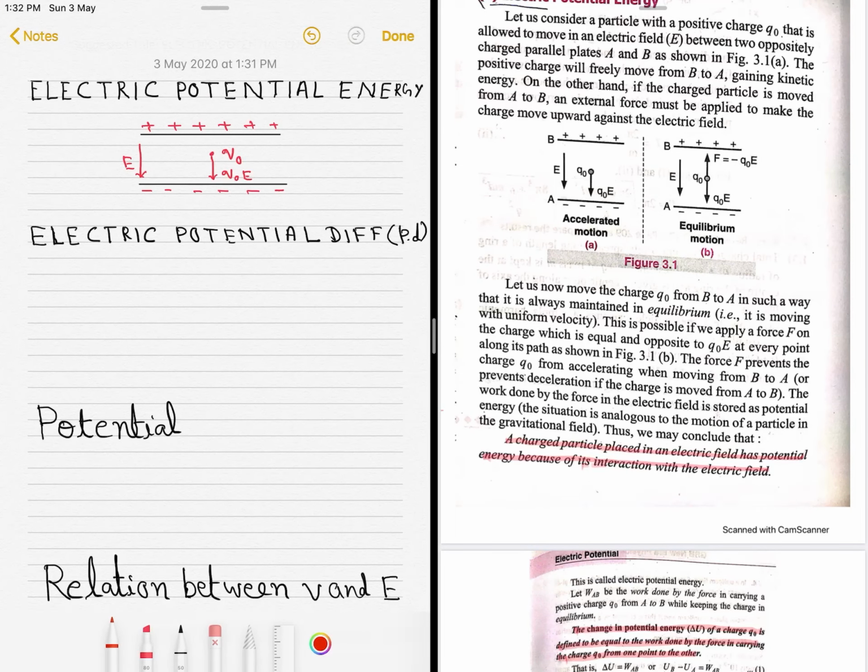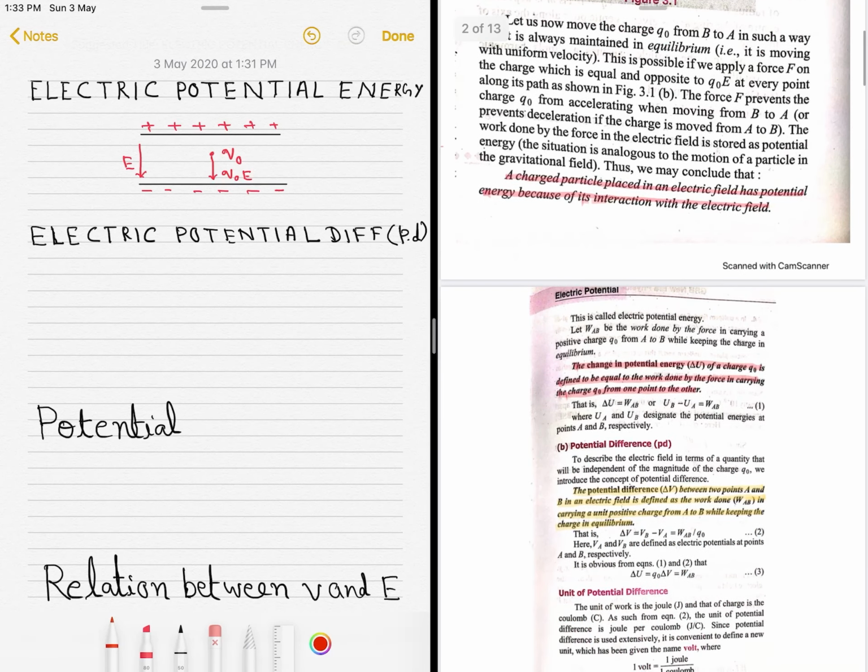Today I will teach you about electric potential energy. To explain it, consider two plates. One is positively charged, another is negatively charged, as shown in the diagram. An electric field E is maintained from positive charge towards negative charge. Now consider a Q naught charge between them. It will experience a force Q naught E in the downward direction, away from the positive charge plate.